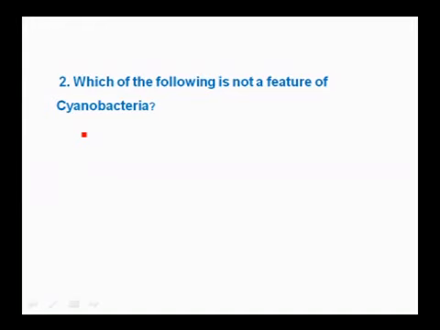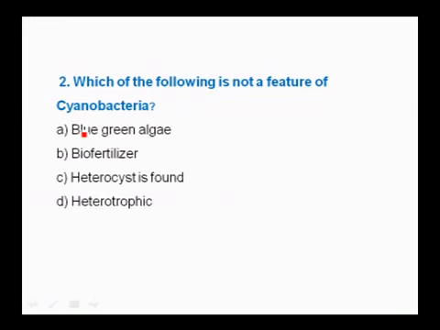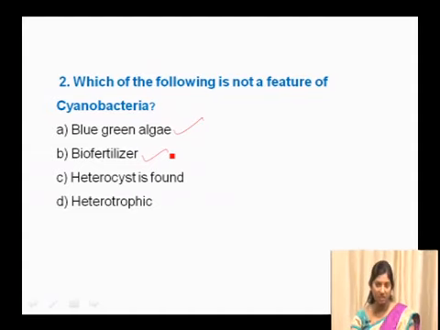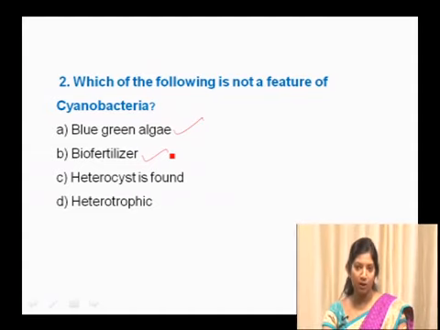Which of the following is not a feature of cyanobacteria? So here the options are blue-green algae. So you know that cyanobacteria belongs to the blue-green algae type. Then biofertilizer, heterocyst and heterotrophic. Now what is the meaning of biofertilizer? Any organisms or any products or parts of organisms that you use to increase the fertility of a soil is called a biofertilizer. So it is observed that cyanobacteria is extensively used in paddy fields because they have a unique feature to fix the atmospheric nitrogen into absorbable forms.